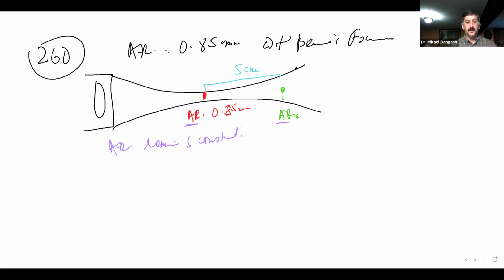The exit resolution remains constant. So what does that mean? That even at this depth here, the exit resolution is going to be the same, 8.5 millimeters. Is that clear? Yeah. Okay.